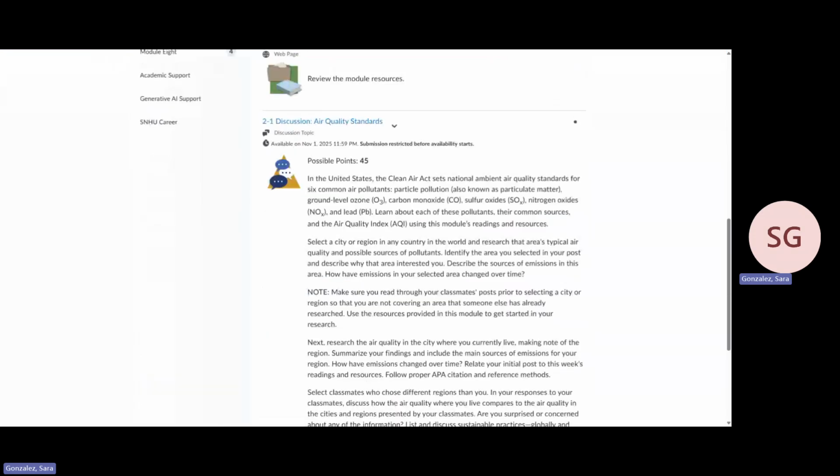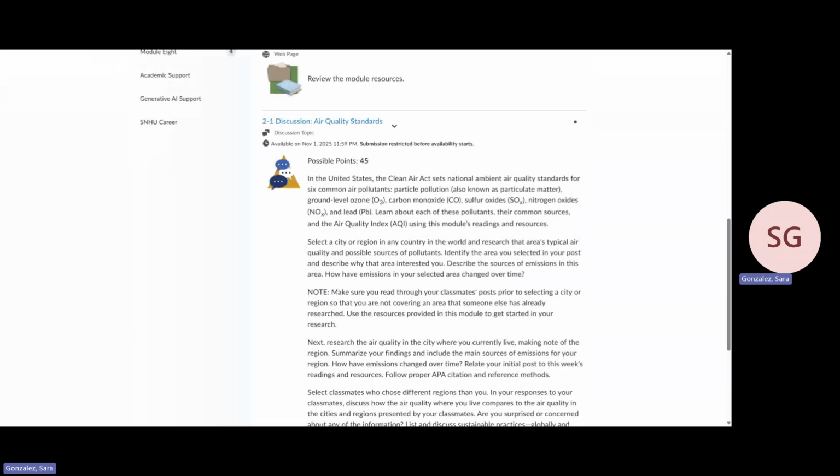Your discussion this week: here in the US, we have certain pollutants we call the criteria pollutants, and there are 6 of them. It consists of things like ozone, carbon monoxide, sulfur oxides, nitrogen oxides, NOx, and lead.